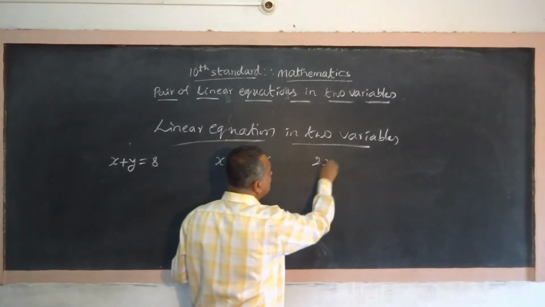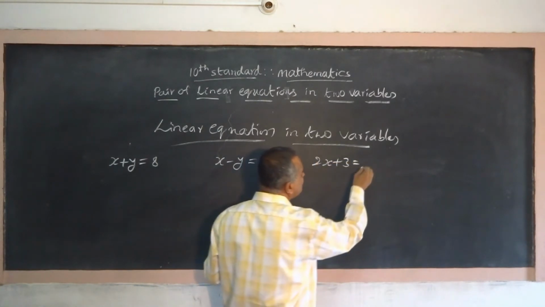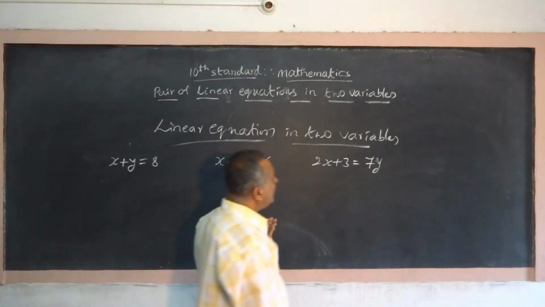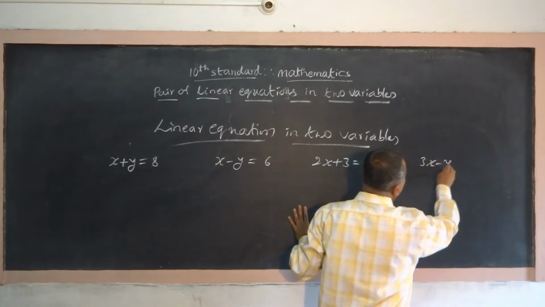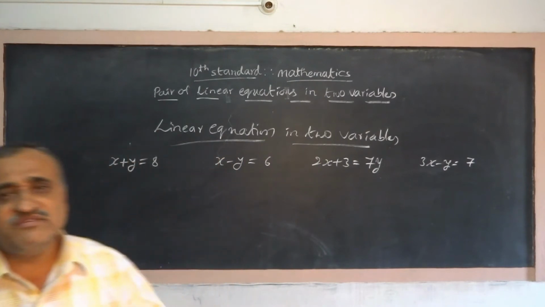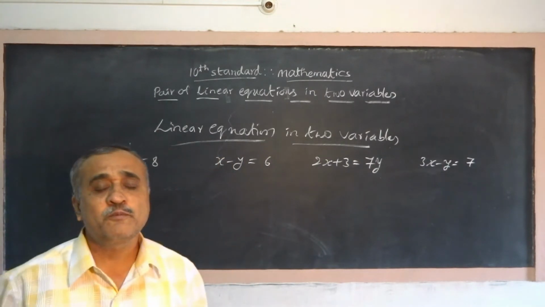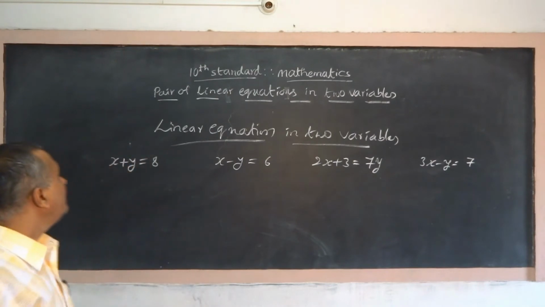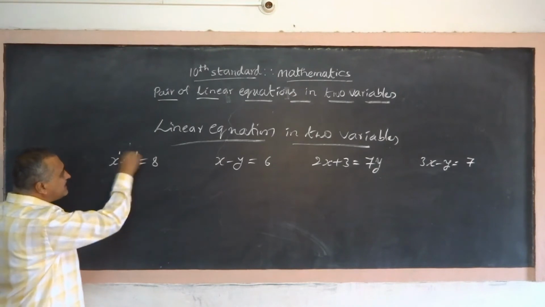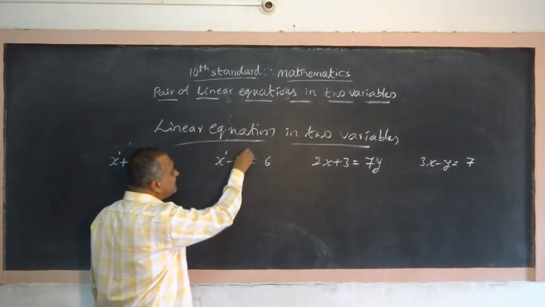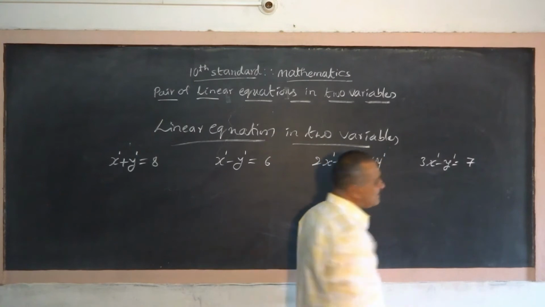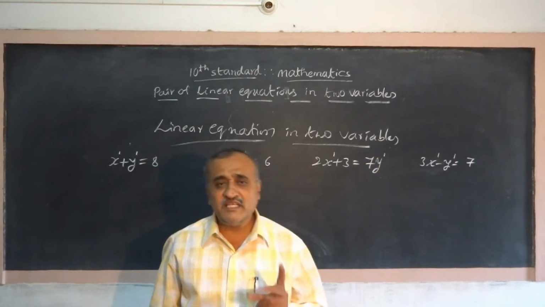2x plus 3y equals 7. Like this, 3x minus y equals 7. These are some of the linear equations. What is a linear equation? Here its degree is 1, here it is 1, here it is 1. The highest degree of the variable is only 1.